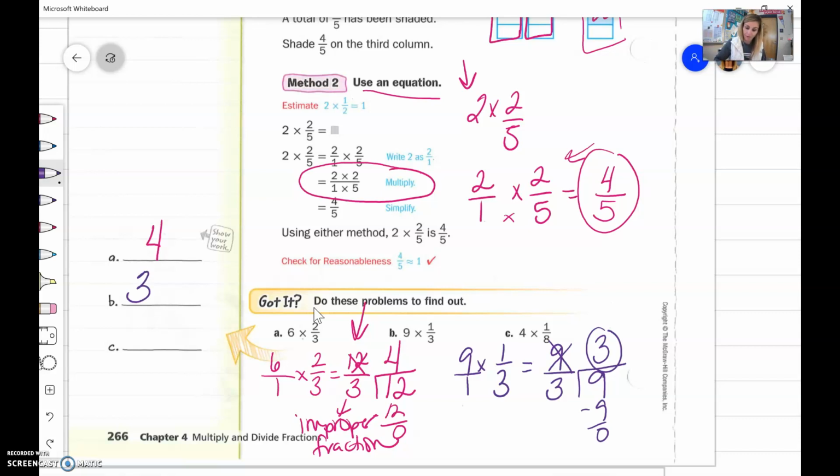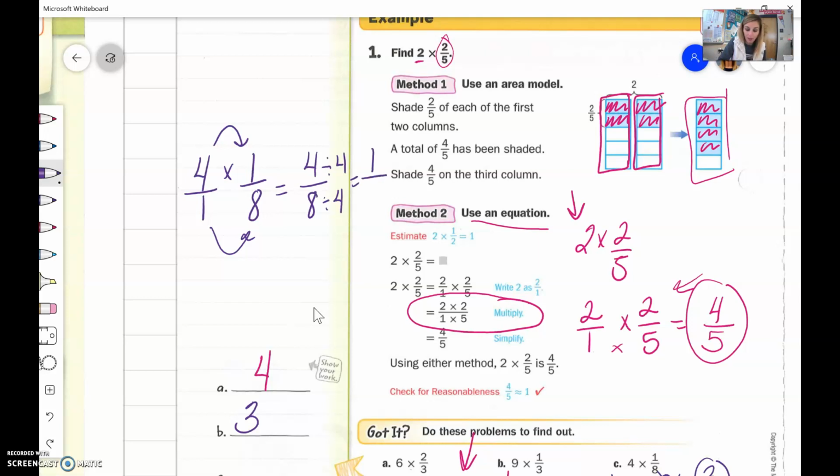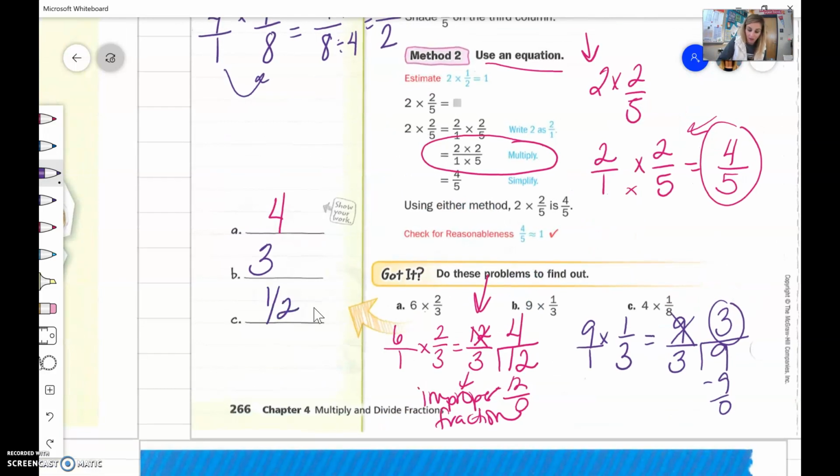Okay, let's do 4 times 1/8, and I'm going to write it up here. So 4 times 1/8, I'm going to put 4 over 1. I'm going to multiply my numerators. 1 times 4 is 4. 1 times 8 is 8. Can I leave my fraction as 4/8? No, that can be simplified. So I'm going to divide each of these by 4, which gives me 1. 8 divided by 4 is 2, so it gives me 1/2. So for C, I get 1/2. Okay.